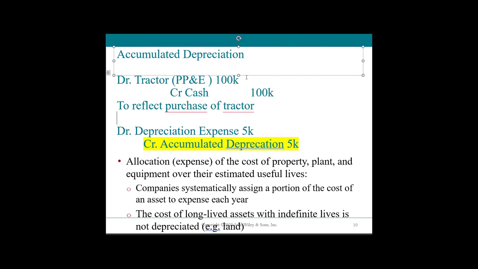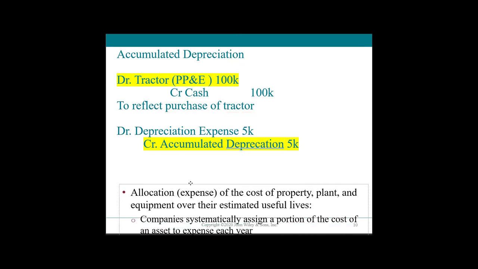And this goes on your balance sheet. Because balance sheets are cumulative statements, and because this is a positive, and this is in the opposite direction, a negative, it's credit, then the net, what's going to reflect on your balance sheet, is we're going to be left with a tractor of $95,000 in our balance, tractor PP&E.